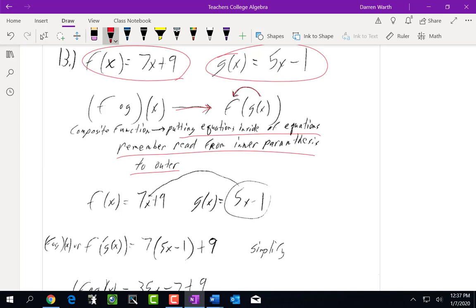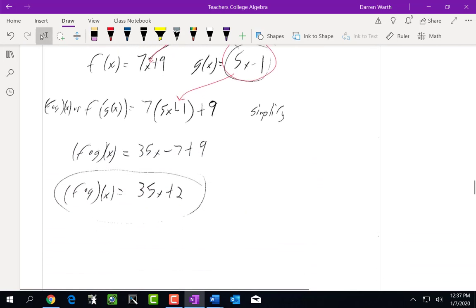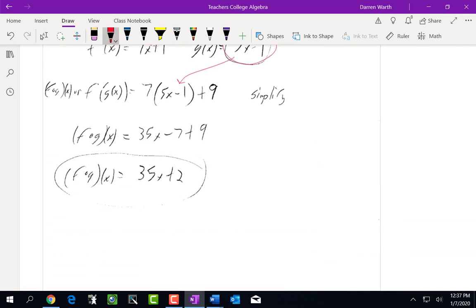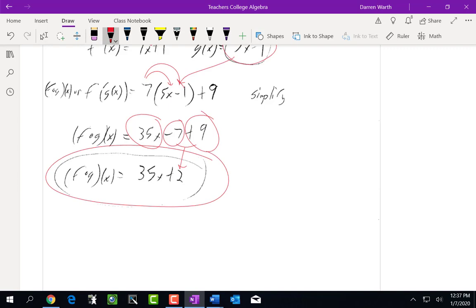Here's my g of x equation, that's 5x minus 1. I'm going to put this equation inside of this equation. So you're going to notice that this is 7 times 5x minus 1 plus 9. That is f composite g of x, or f of g of x. Now we just need to simplify this. I'm going to distribute and combine anything that's like. So I got 7 times 5x, 35x, minus 7. I still have my plus 9. Negative 7 plus 9 gives positive 2. So f composite g of x is 35x plus 2.